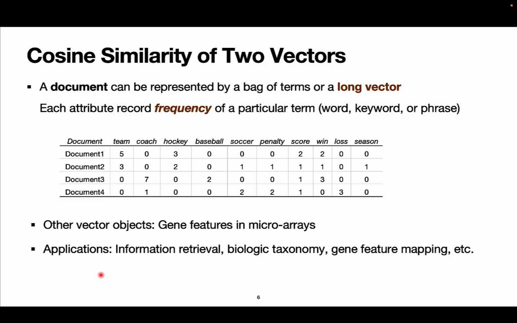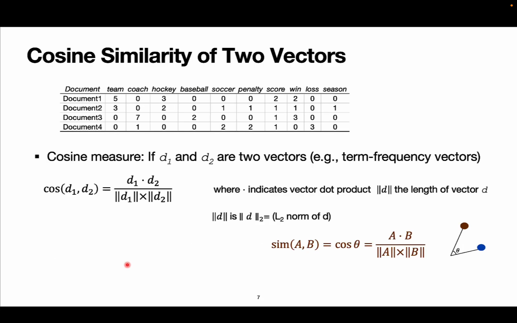Cosine similarity has been very popular in the information retrieval communities, and documents can be represented as vectors. So each entry corresponds to the frequency of a term in a document. So the word team occurred 5 times in document 1, 3 times in document 2, and 0 in documents 3 and 4. Cosine similarity measures the angle between two vectors. So it focuses on the direction rather than the magnitude.